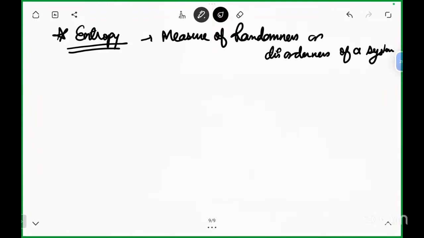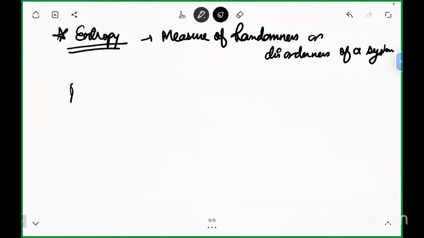If I talk about solids, solids have the minimum entropy. Why? Just because the particles are not in random motion. They are stuck on that same position. The bonds between those solids are quite good, so they don't move. It means the randomness is less, so the entropy will be less.